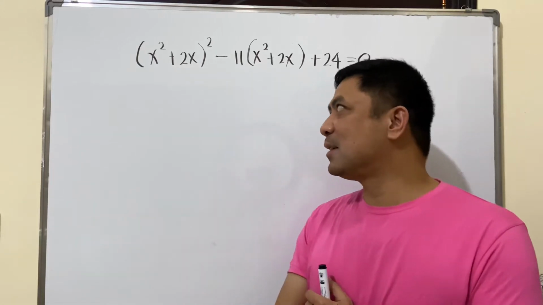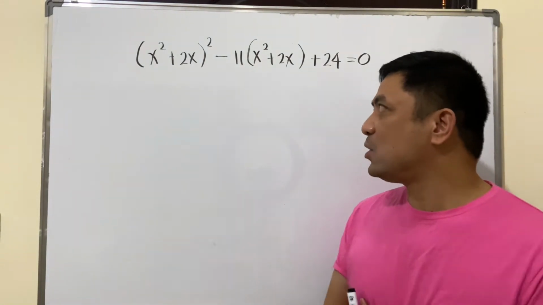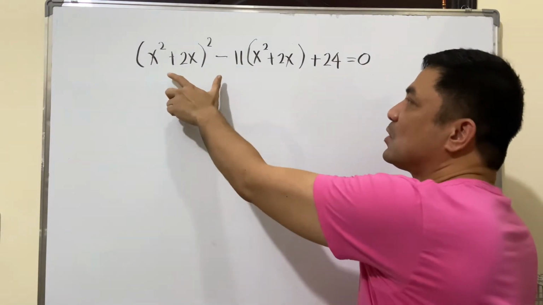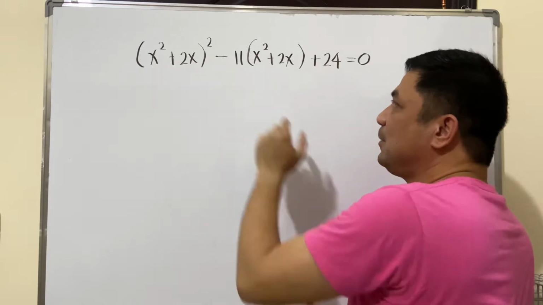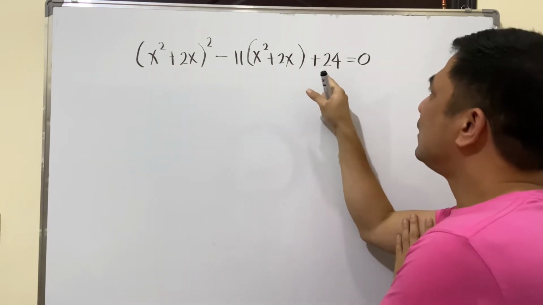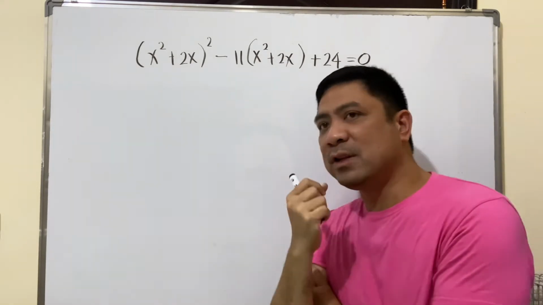So let's have this equation here. We have a quartic equation wherein we are asked to find the value of x once again. So we have (x^2 + 2x)^2 - 11(x^2 + 2x) + 24 = 0.